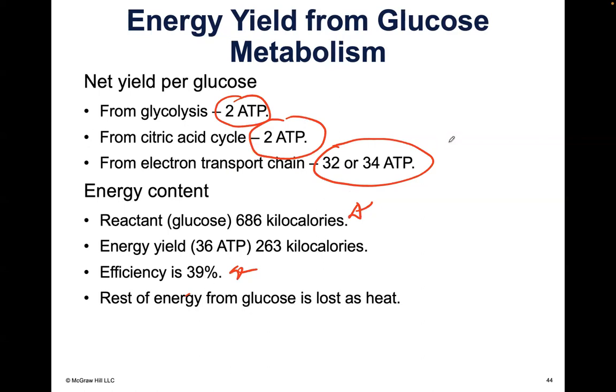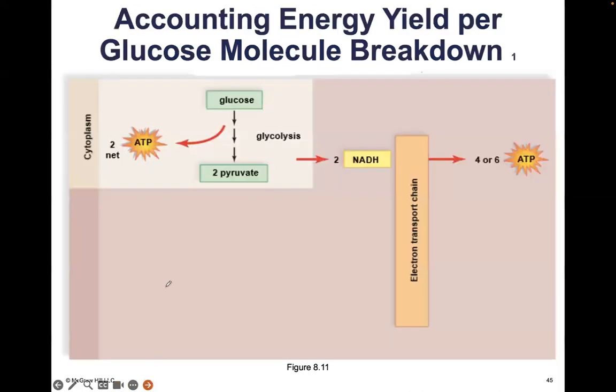So this is exactly what we need to know. Glucose has 686 kilocalories in the beginning, and it produced a total of 36 ATP, which is equal to 363 kilocalories. How did we get this? We can calculate it by what we did before: 14.1 was equal to 2 ATPs, so when you multiply it, you get this. Only 39% is efficient and the rest is lost as heat.